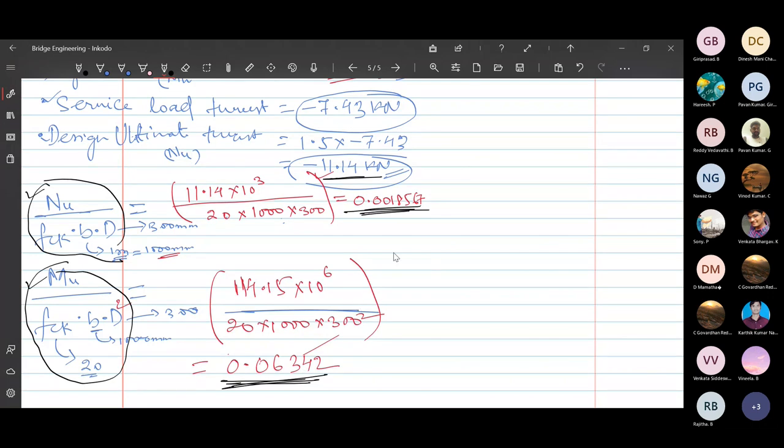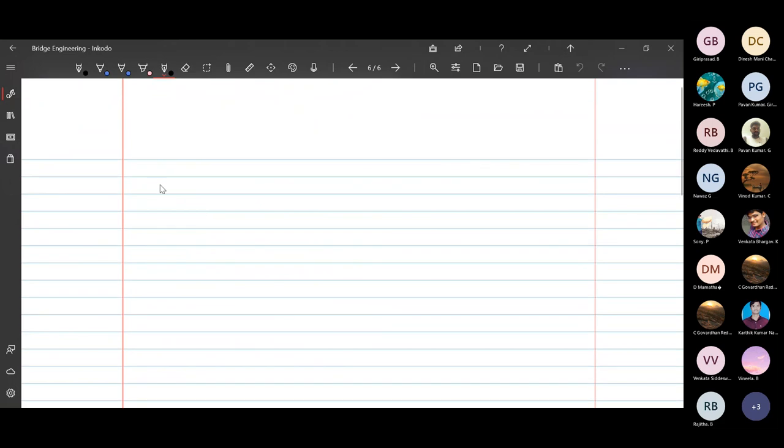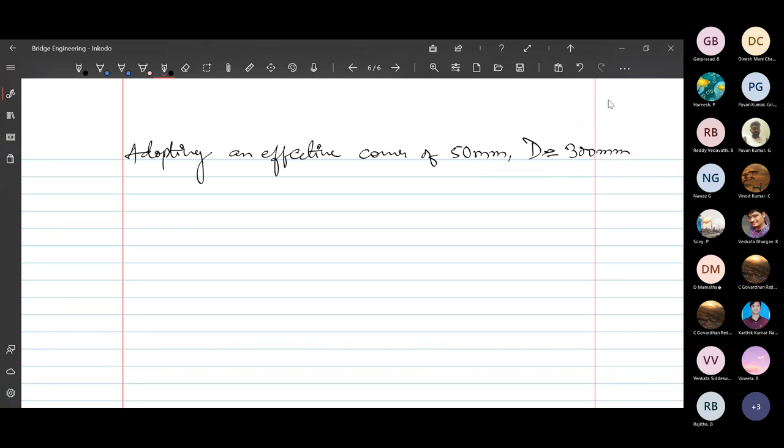Okay, now we need to refer. So next we can write, adopting an effective cover of 50 mm. Okay, generally we take 50 mm as the cover. And depth, how much is the depth? It is 300 mm. Okay, that is the thickness of the slab, or depth we can call it. So that is 300.